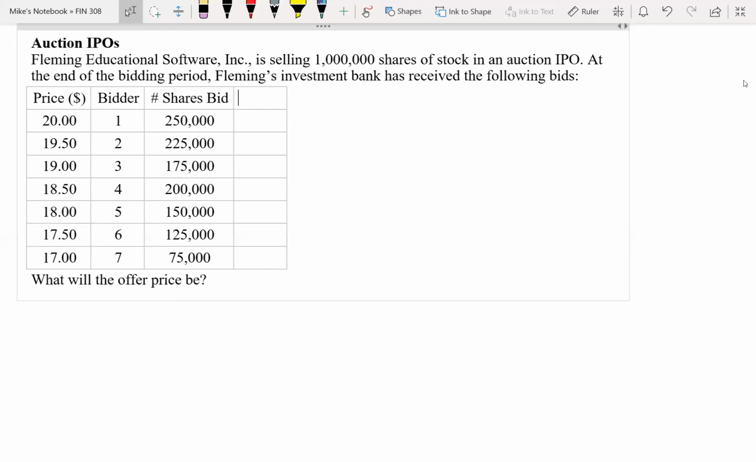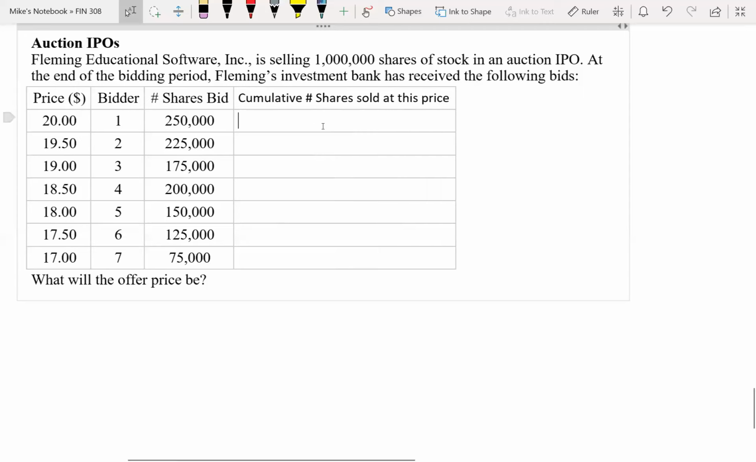So here we've got a list top to bottom, and it sorts the price that each bidder is willing to pay from highest down to the lowest. The reason that we're sorting from highest to lowest is we want to make sure we get the highest price possible in our IPO. So there's a fourth column here. We want to know the cumulative number of shares sold at this price.